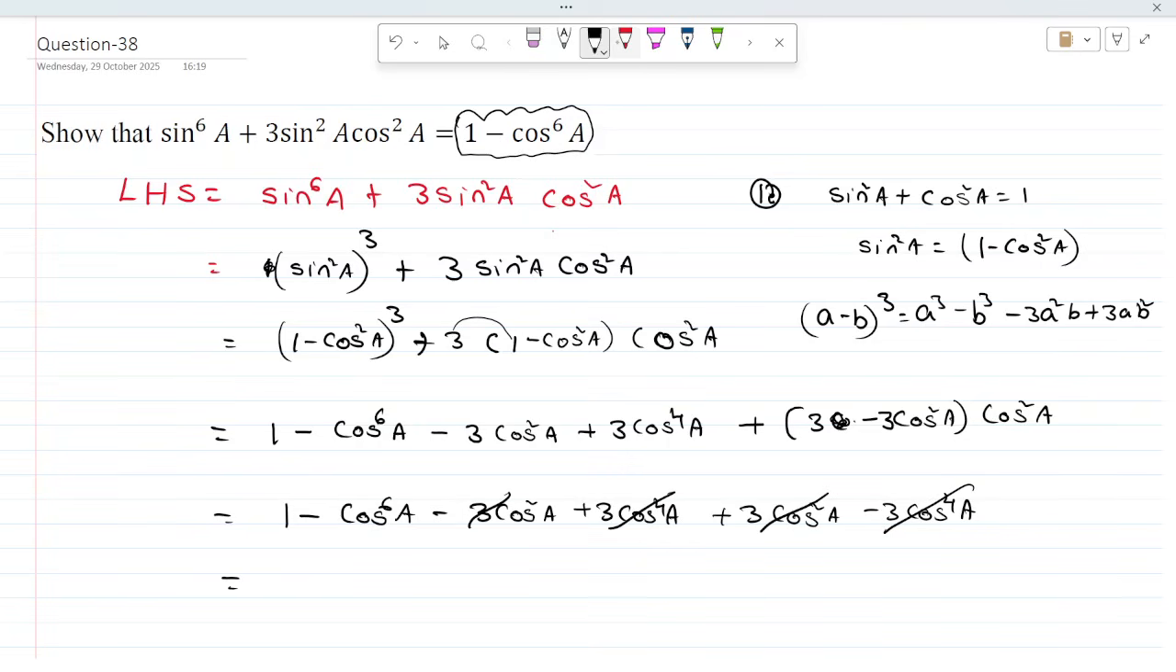Cancel. You are left with 1 minus cos power 6A. That is your RHS. Is it clear? That is your RHS. Understood? Any confusion, sir?